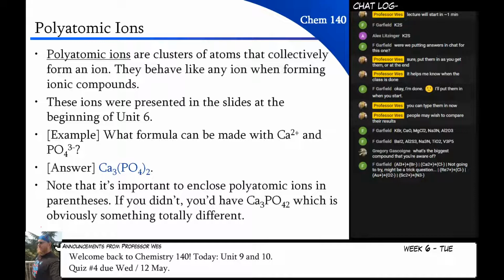So when typing your answer into Canvas, put the parentheses around the polyatomic ion. Don't put any spaces there. Just type in Ca3 parentheses PO4 parentheses 2.